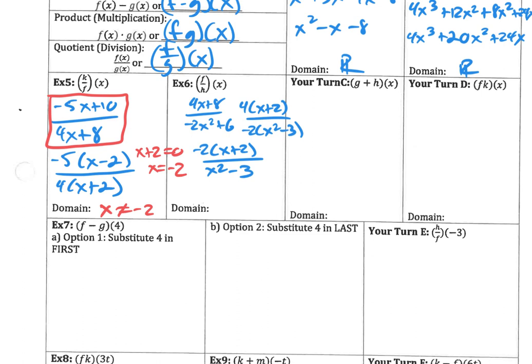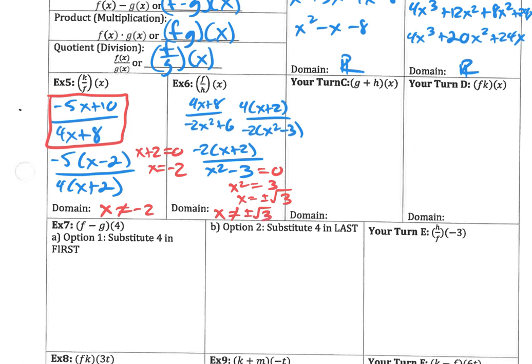But I do want to look at the domain. Again, we're going to look at our denominator, and I want to set that equal to 0. And if I set that equal to 0 and I solve, then we end up getting that x is equal to plus or minus the square root of 3. And those are the values that would give me a 0 in my denominator. And again, with fractions, we can't have 0 in our denominator, which means our domain is going to be everything except that plus or minus root 3.